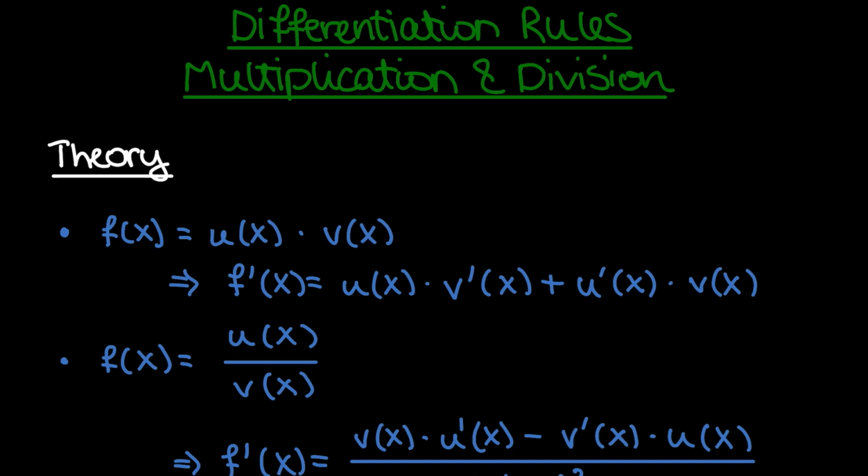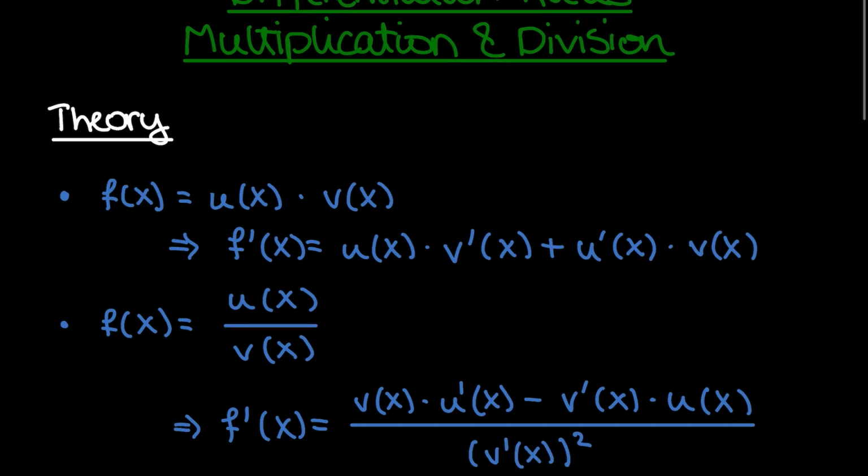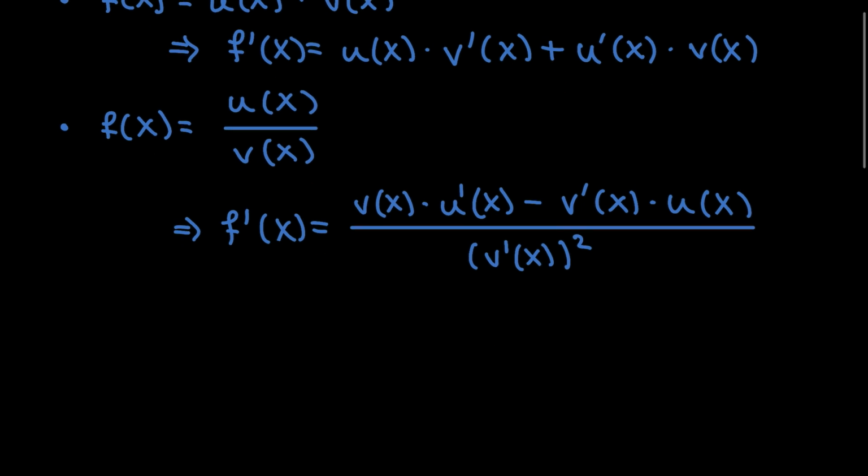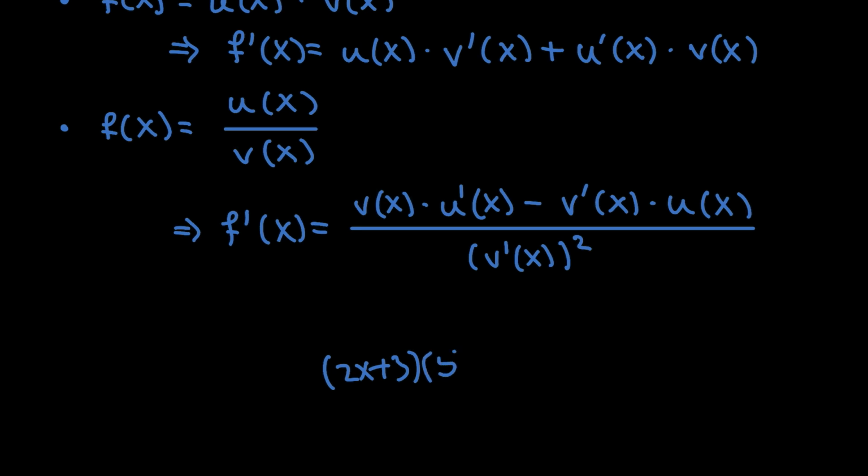So essentially f of x, the function that we're trying to derive, consists of two smaller functions, u and v. And in one case we're multiplying them, in the other we're dividing one by the other. So an example of the product rule could be, for example, 2x plus 3 times 5x minus 7.